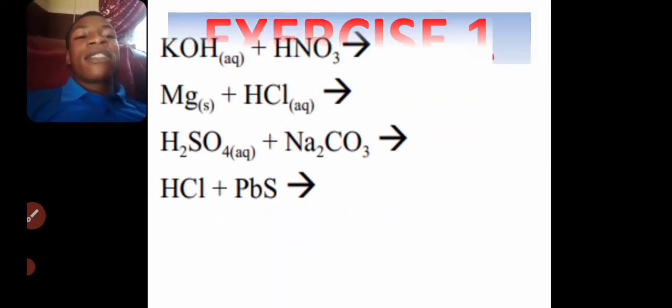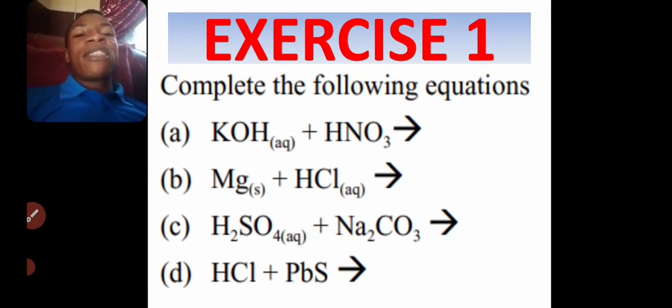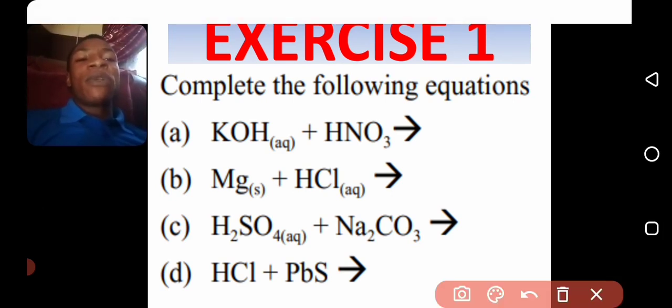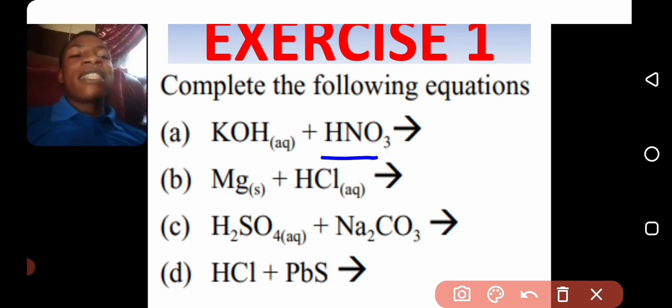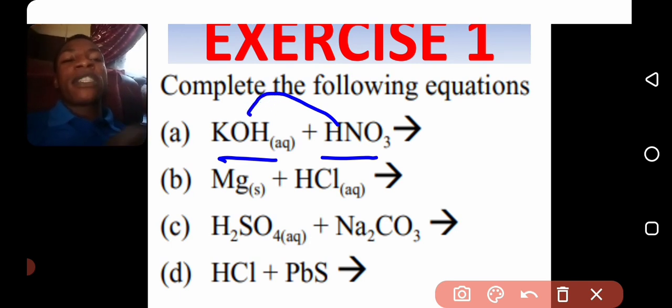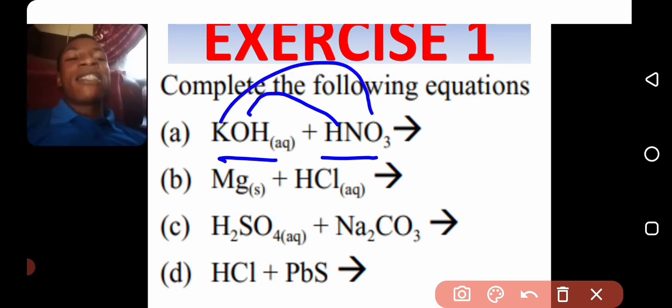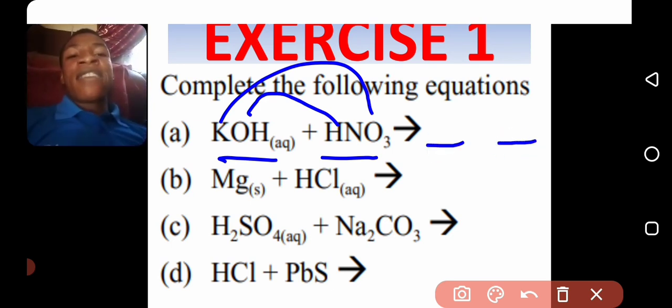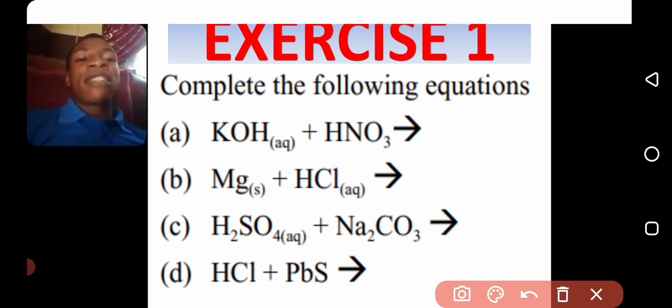Exercise 1. We want to complete the following equation. KOH plus HNO3, that's an acid and a base reaction. Don't forget our method: H picks up OH, K picks up NO3. So write their valencies and write your answers here. Then see if they are balanced. If they are not balanced, balance them.